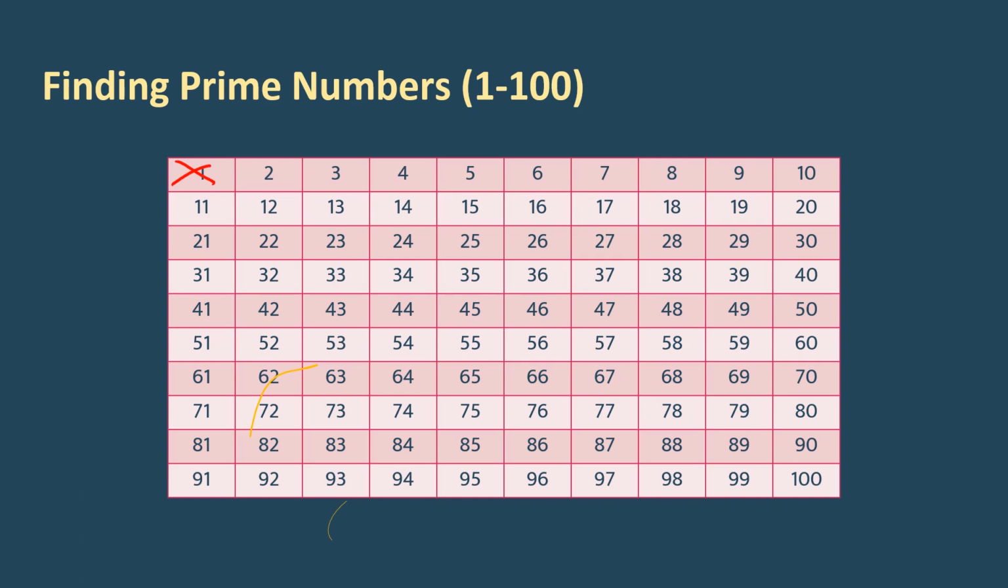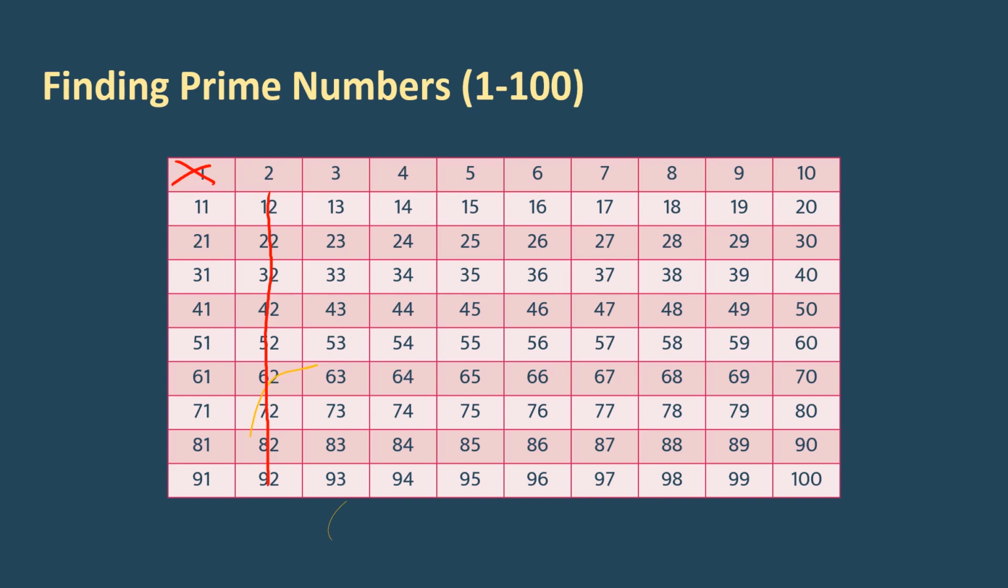Now we're going to remove all even numbers except for the number 2, because only the number 2 can be formed by taking 1 and itself, while everything else can be formed in more than one way, which is 1 and itself and being divisible by 2 also. So we're going to remove all even numbers.